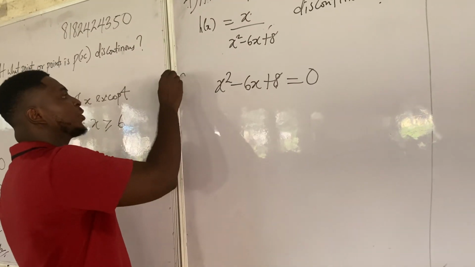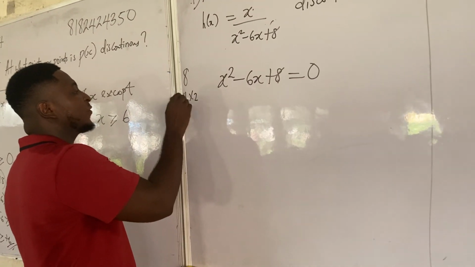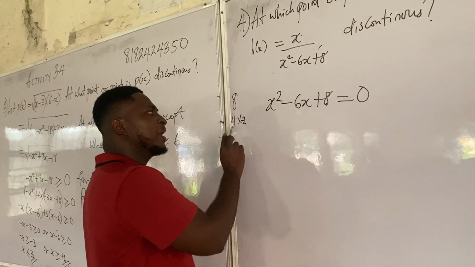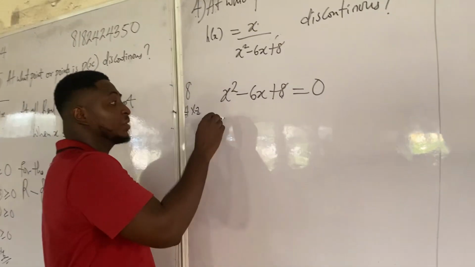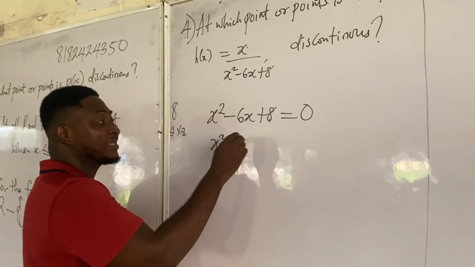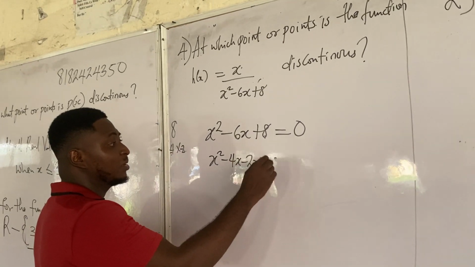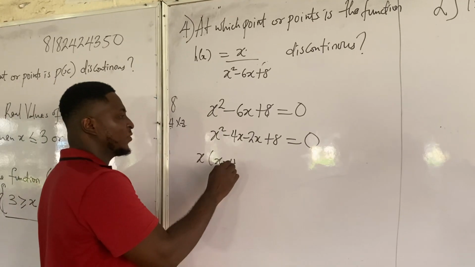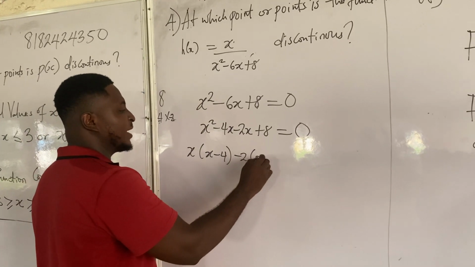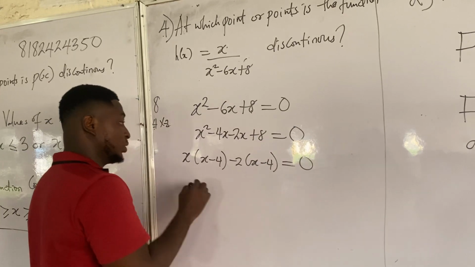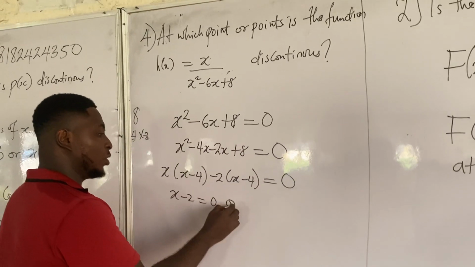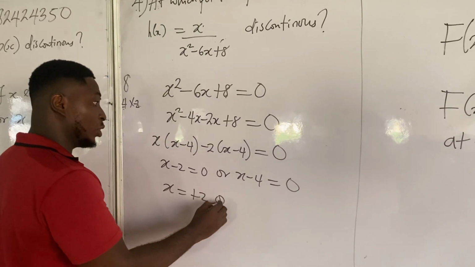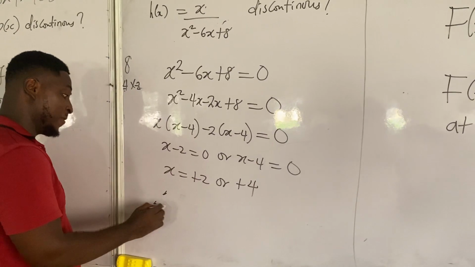For 8, what are the two factors of 8, 4 and 2? Or minus 4 and minus 2. Let's work with minus 4 and minus 2: minus 4 times minus 2 is plus 8, and minus 4 minus 2 is minus 6. So we're going to say x squared minus 4x minus 2x plus 8 equals 0. Factorize here: x into bracket x minus 4. Factorize here: minus 2 into bracket x minus 4, equals 0. So x minus 2 equals 0, or x minus 4 equals 0, so x must be equal to plus 2 or plus 4.